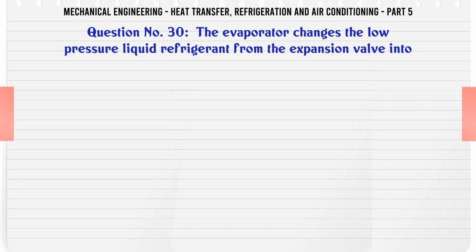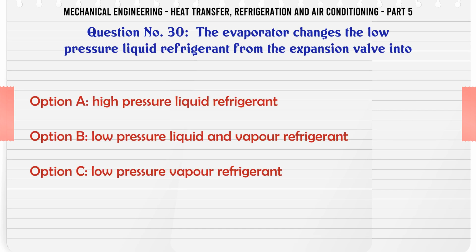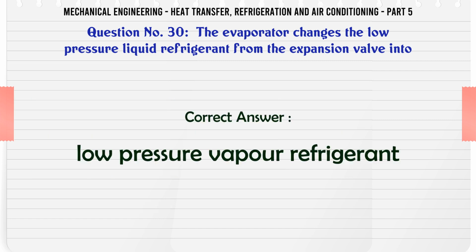The evaporator changes the low-pressure liquid refrigerant from the expansion valve into A. high-pressure liquid refrigerant, B. low-pressure liquid and vapor refrigerant, C. low-pressure vapor refrigerant, D. none of these. The correct answer is low-pressure vapor refrigerant.